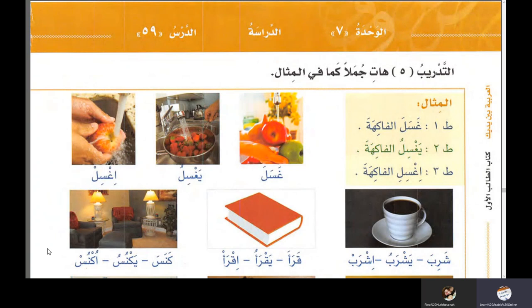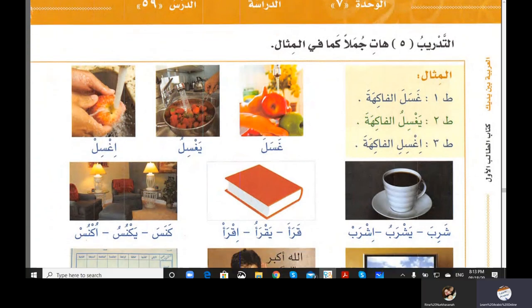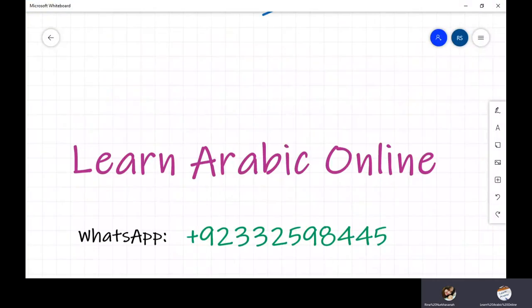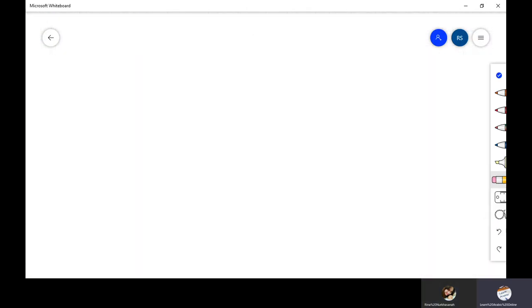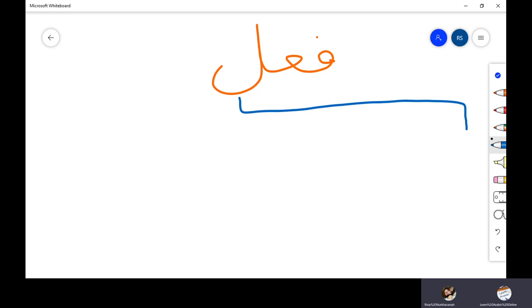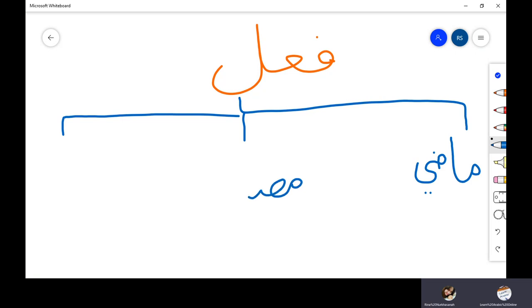The example. Student one. Do you remember the three types of fail? Three types of fail. Yes, I'm writing. Yes, it's Madi, and then Mudari, and then Amr.